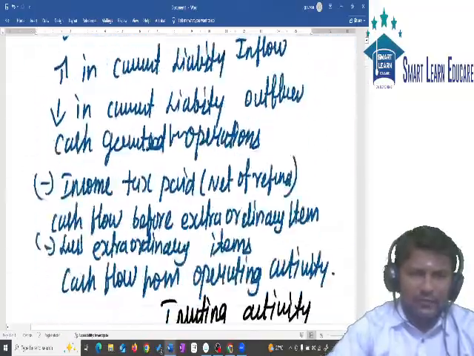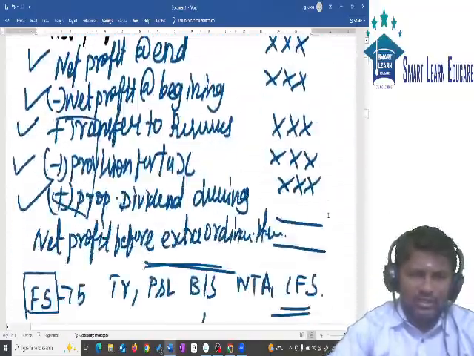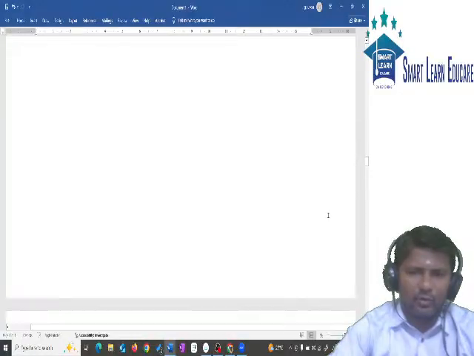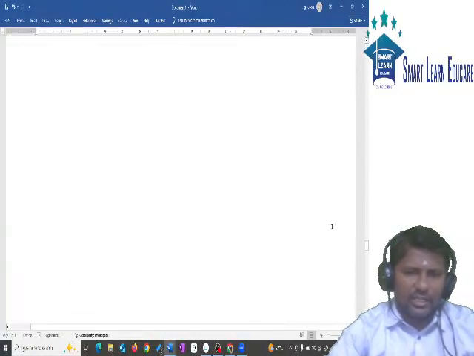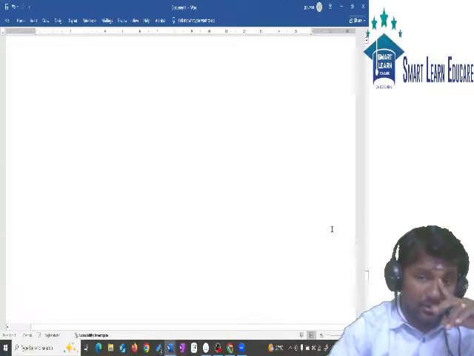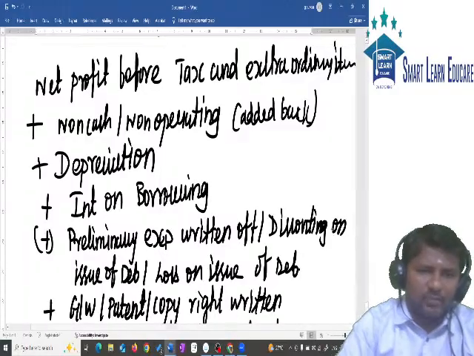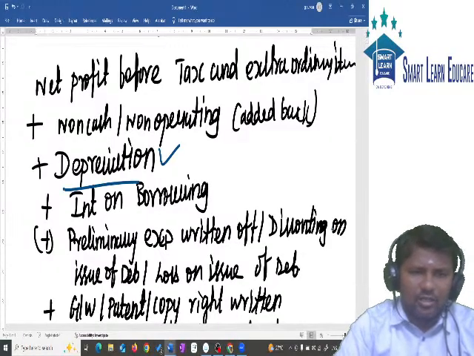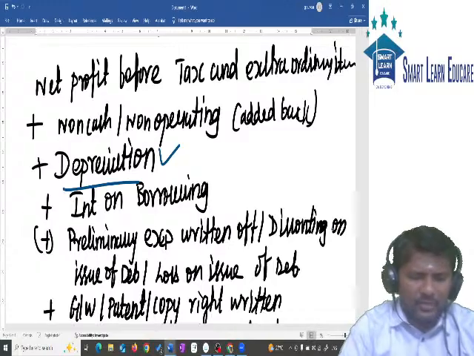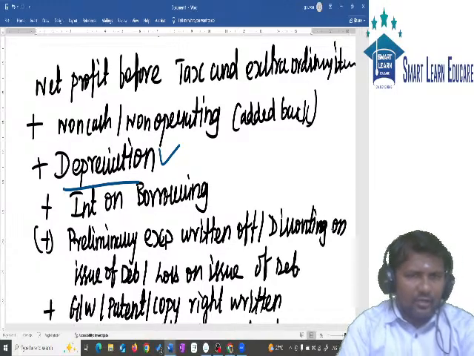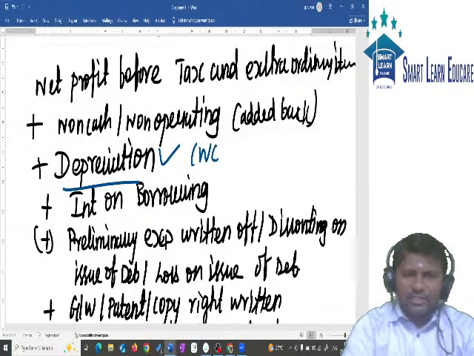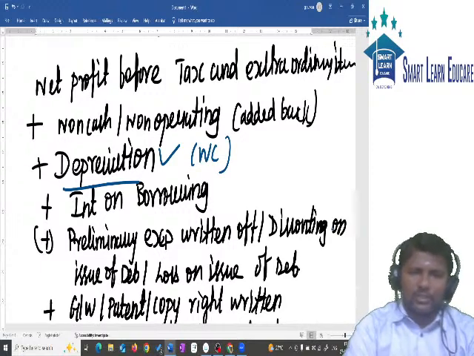So in this cash flow statement, first we will take what as a basis? Net profit before extraordinary item is taken as the starting point. With this net profit before extraordinary item, what should be added back? Depreciation should be added, because depreciation is a non-cash item. Depreciation is not an actual expense.